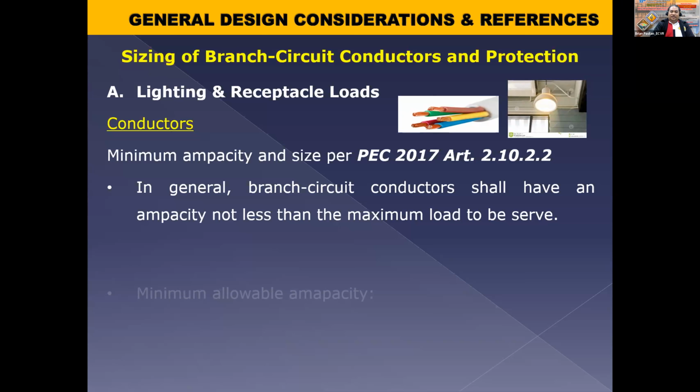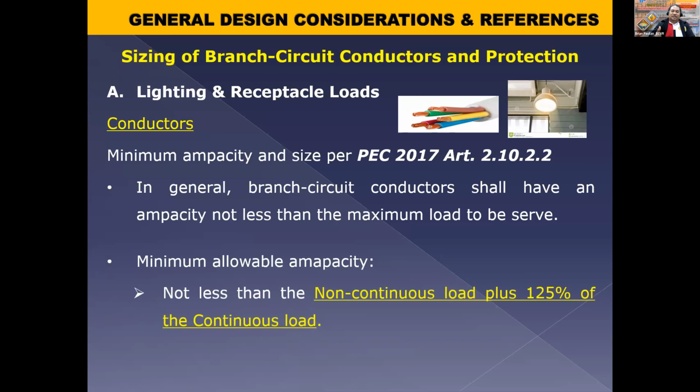So this is the sizing, the minimum allowable capacity, meaning we can make it larger, just not lower than what the code prescribes. The permitted value is not less than the non-continuous load plus 125% of the continuous load. By the way, I have finished the previous considerations. Before we proceed with sizing of branch conductors, can we have a 5-minute bathroom break? Okay?